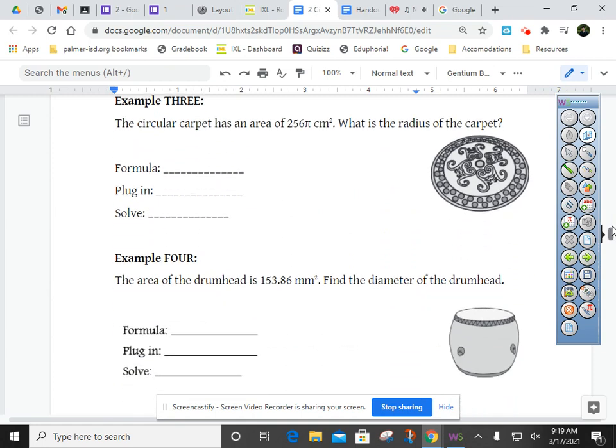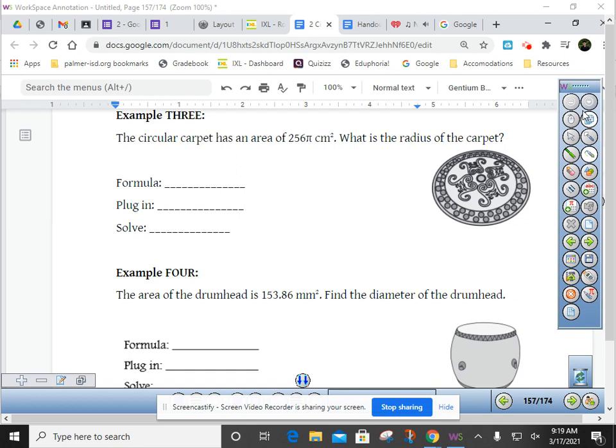Because it is time to rock your world. You ready? Open your mind and trust me. Remember on the beginning assignment when I said if they don't change pi, you don't change pi? Say that again. If they don't change pi, I don't change pi. The circular carpet has an area of 256 pi square centimeters. What is the radius of the carpet?